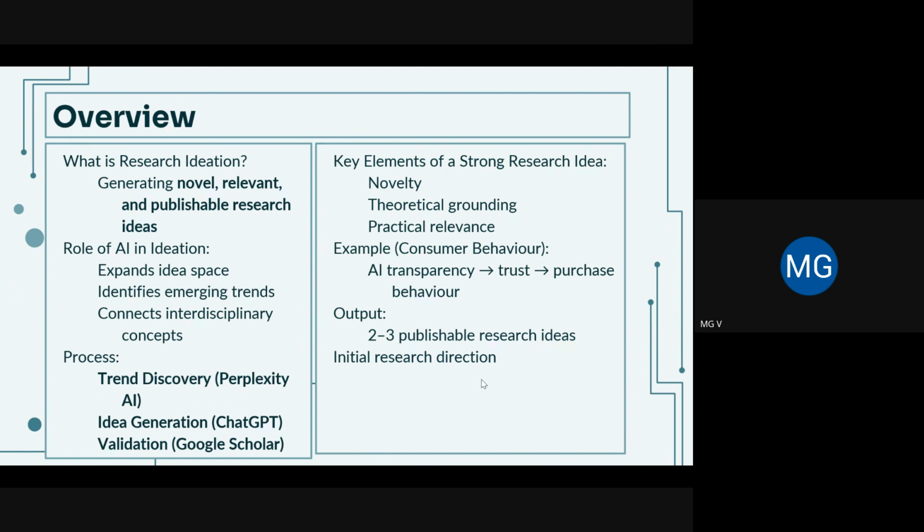The process begins with Perplexity AI to identify current trends, such as AI transparency or ethical AI in consumer behavior. ChatGPT is then used to expand these trends into structured research ideas by defining variables, context, and potential relationships. Finally, Google Scholar is used to validate whether the idea is novel and supported by existing literature. A strong research idea must demonstrate novelty, theoretical relevance, and practical applicability. This step is crucial because the quality of the research idea directly determines the likelihood of publication in Scopus.